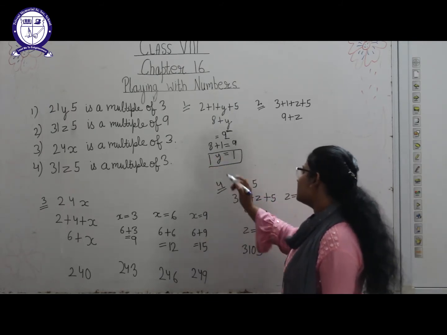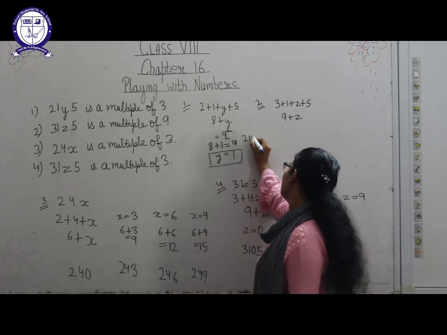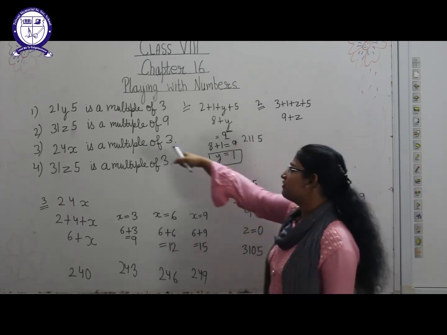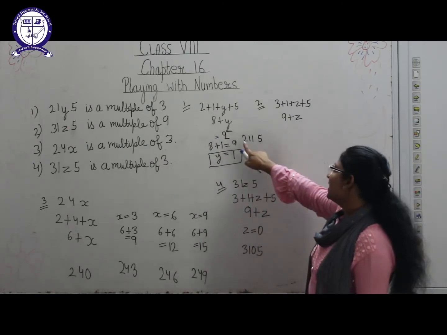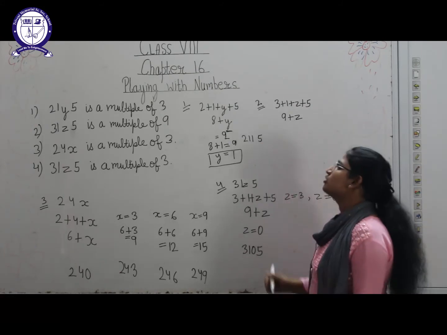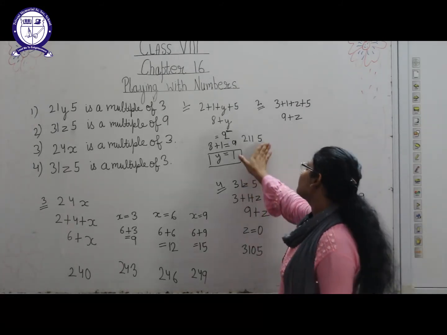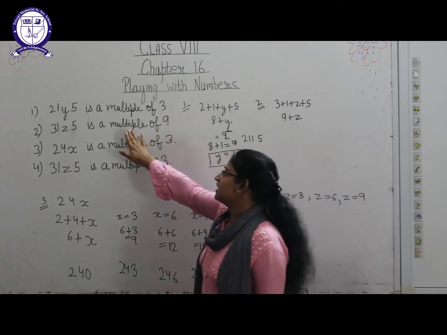So in our first question y should be 1, so that the number will become 2115, because the value of y is 1. So 2115, and 2 plus 1 is 3, 3 plus 1 is 4, and 4 plus 5 is 9. So 9 is a multiple of 3. Okay students, so the value of y will be 1 here.